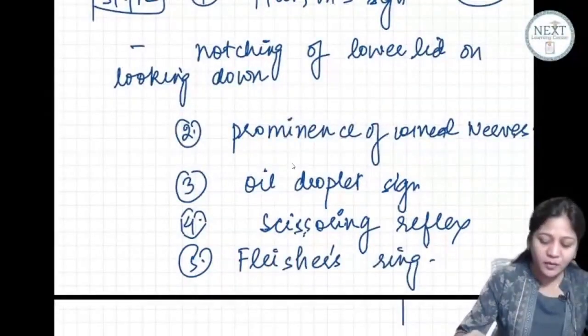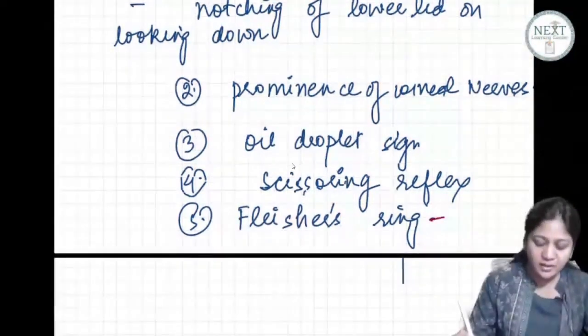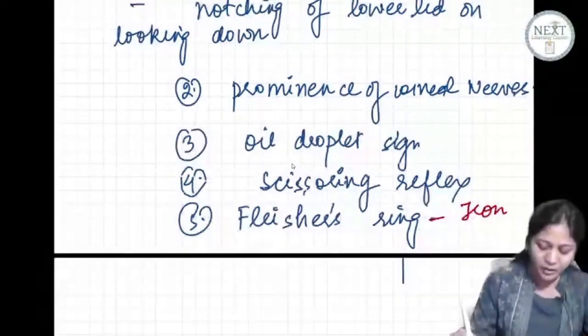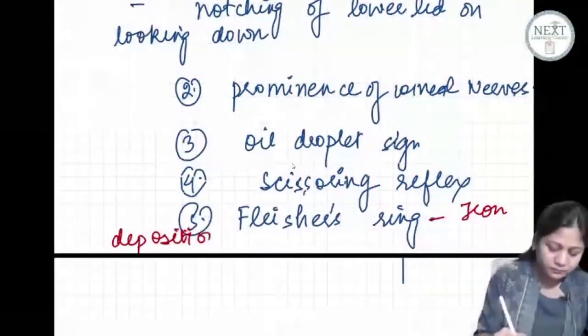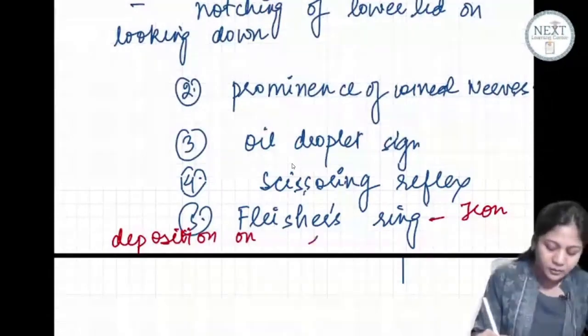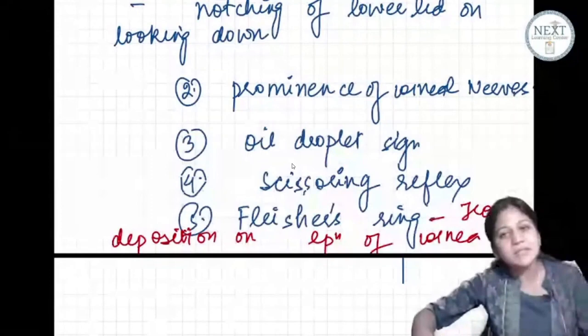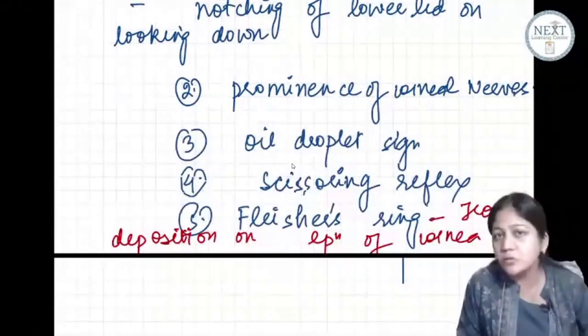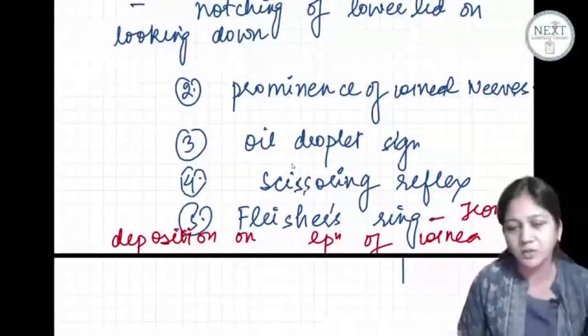So each and every word is a question, friends. You have to learn each and everything here. Fleischer's ring is nothing but iron accumulation on the epithelium of the cornea. So you remember Stocker's line? Stocker's line was also a line of iron accumulation, and this is a ring of iron accumulation. Okay.